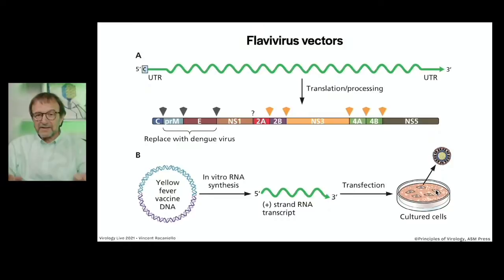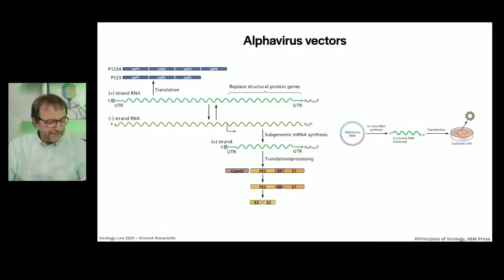So that's a promising one. We also use alphavirus vectors. Alphaviruses are plus-strand RNA viruses, and we can replace the structural protein genes with an antigen, for example. And again, it would have to be related to an alphavirus in order to do this strategy. But again, we have insect-specific alphaviruses that will propagate in insect cells, but not in mammalian cells, and therefore are safe. And these have also been shown to work in mice to protect them against disease.